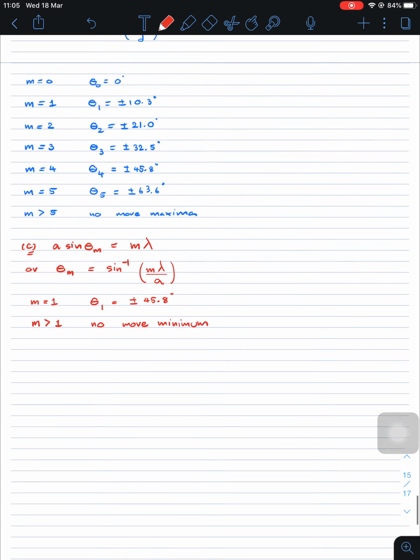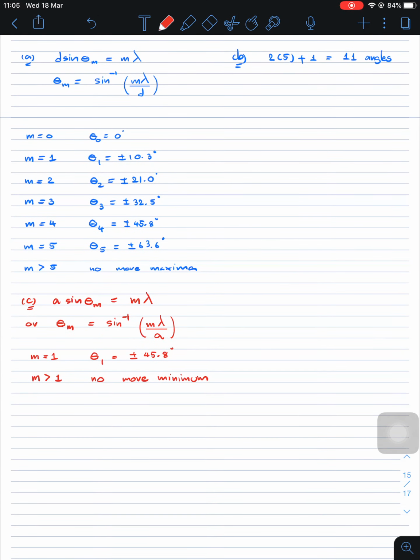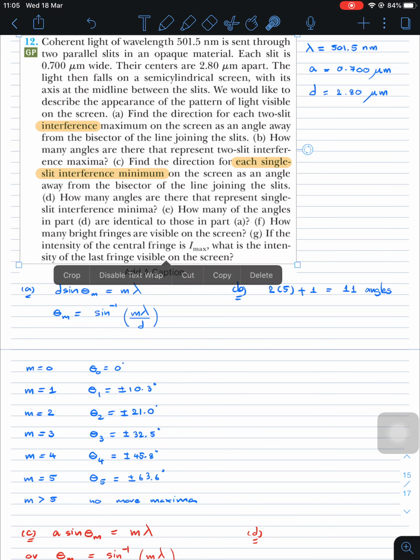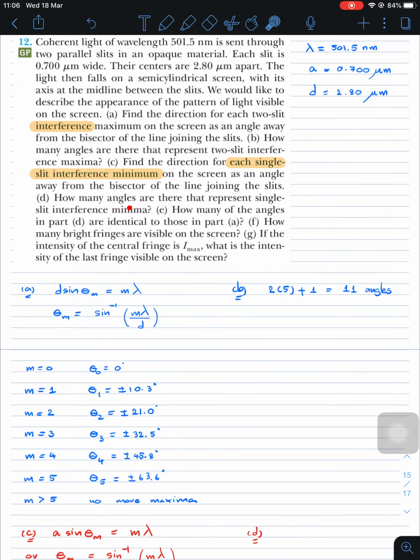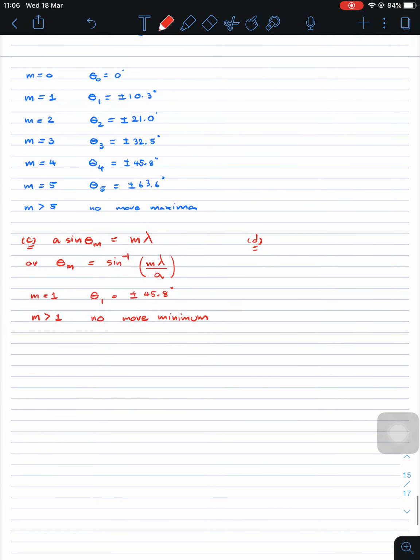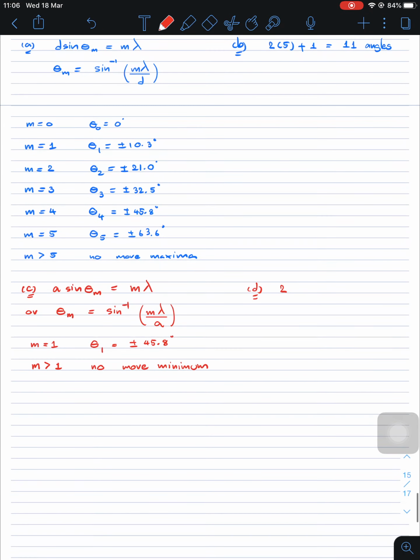Okay, then for part D, we want to find how many angles there are that represent the single slit interference minimum. That's simple. We have two angles, right? Because the first one is positive 45.8 and the second one is negative 45.8. So that's why we have two angles here.